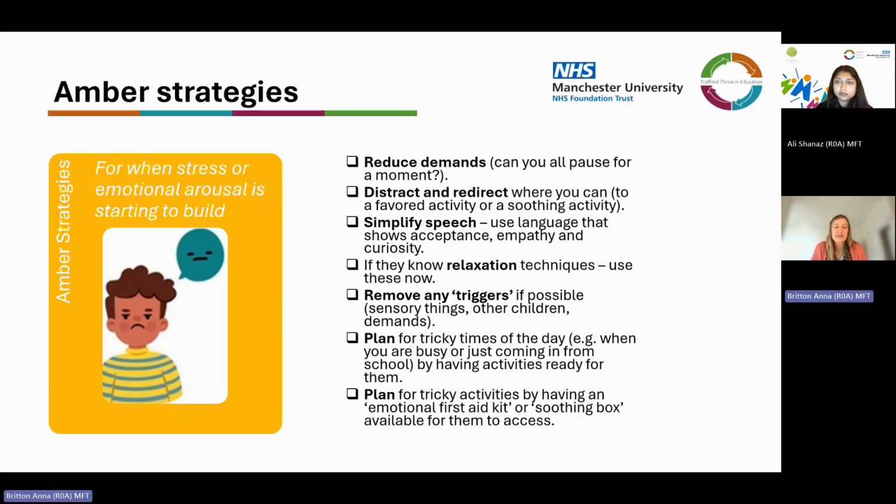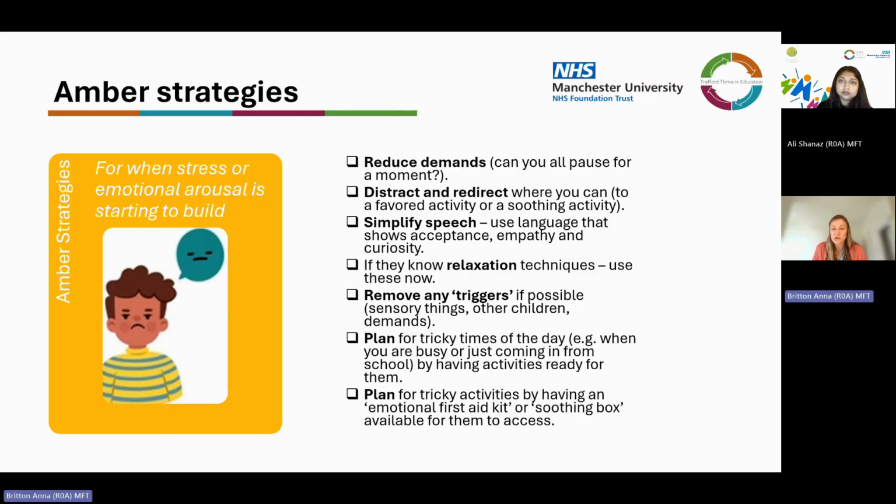Amber strategies is important at this point to reduce demands, and it's amazing what can feel like a demand when your emotions are escalating. So a poorly worded question, like why, or a demand that isn't immediately obvious to the young person, what you're asking of them, can feel like a big demand at that point.